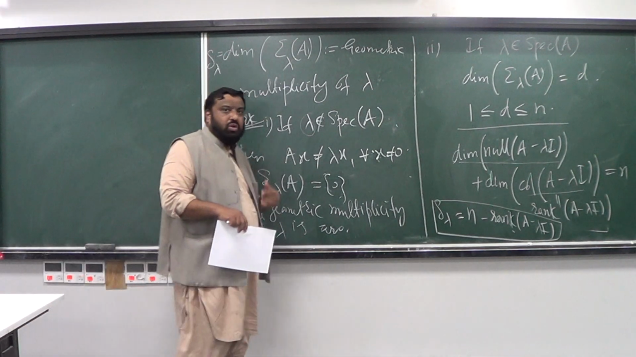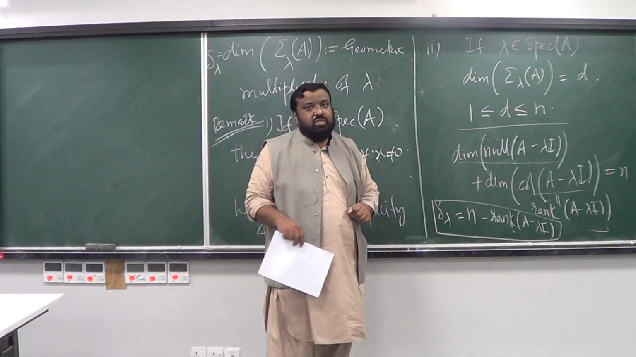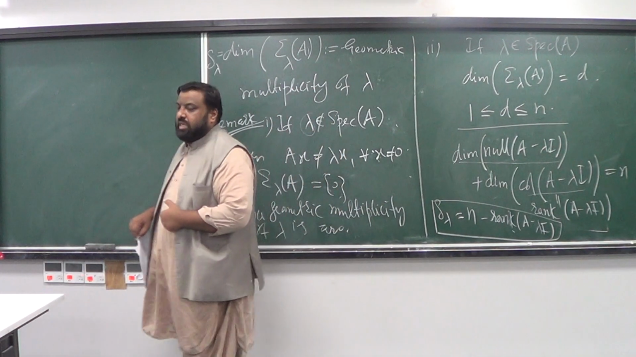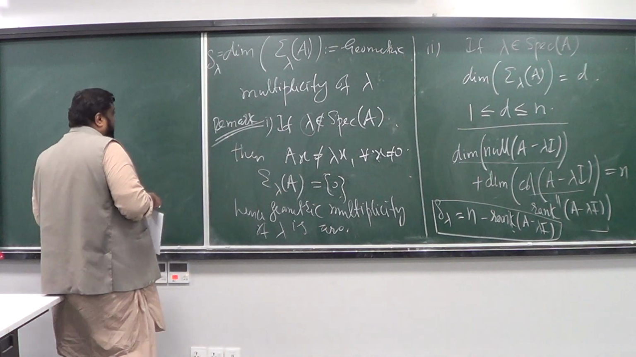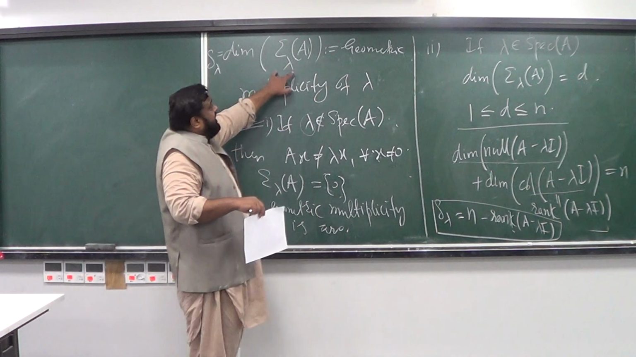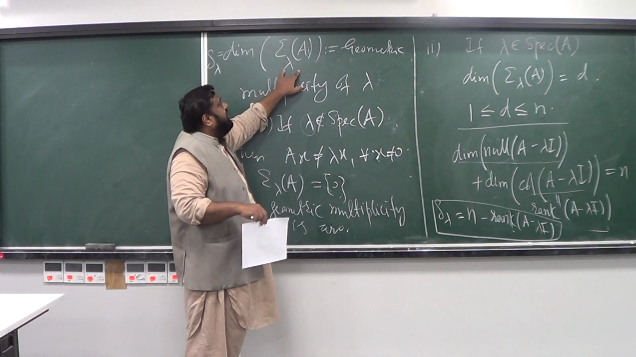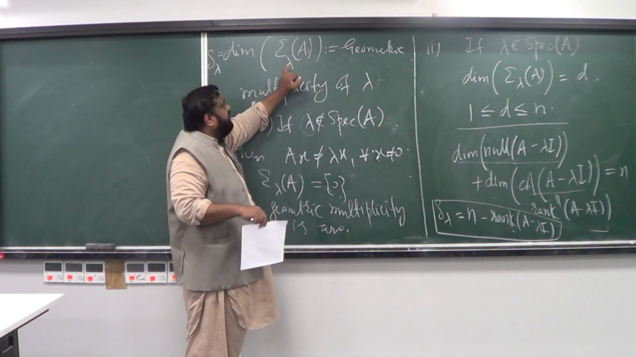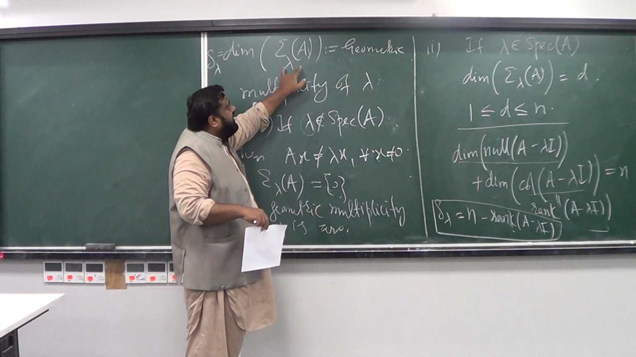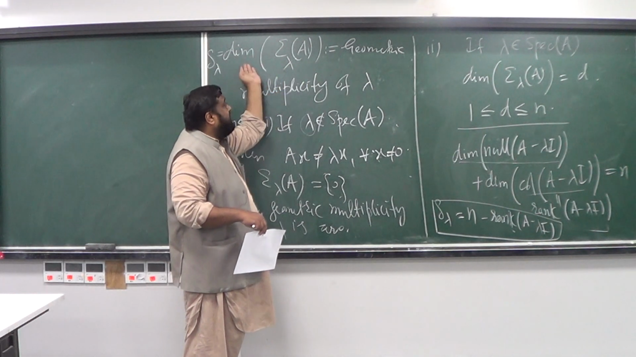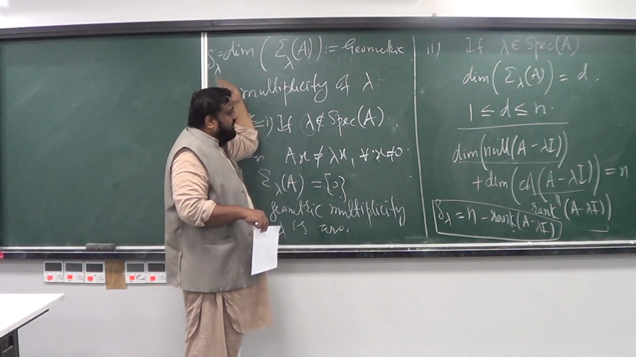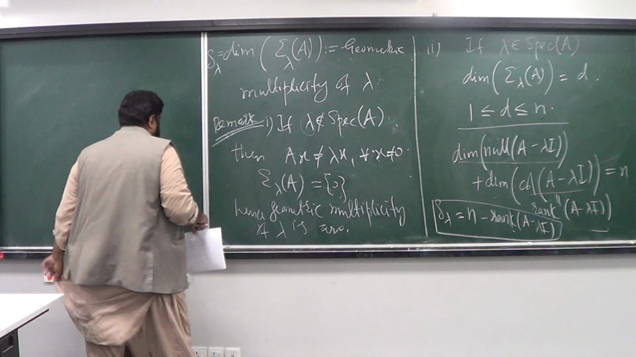Now let's do one example on computing the eigenspace and finding the geometric multiplicity of a given matrix. First we will find eigenvalues, then we'll see what the eigenspace of the matrix A is, and then we'll try to find its dimension, which is going to be the geometric multiplicity.